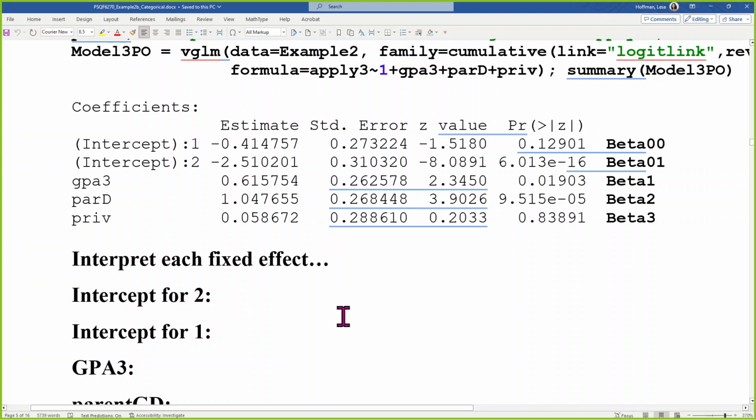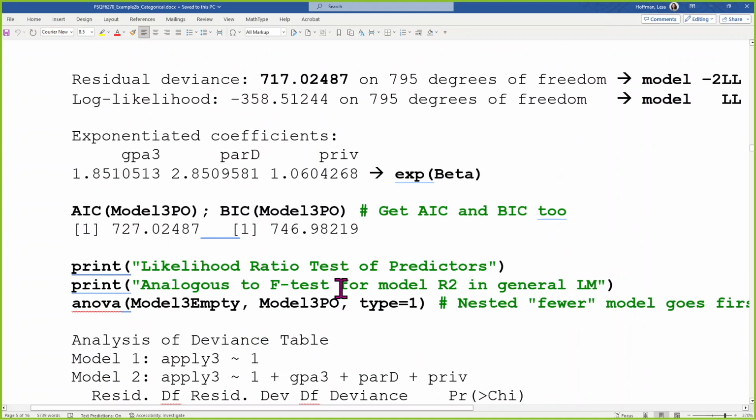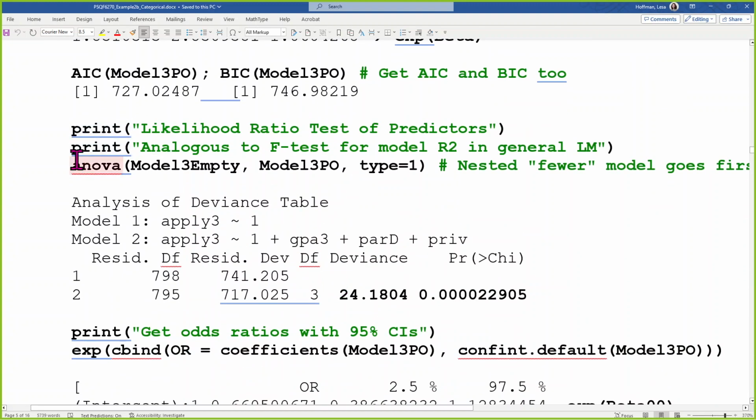So I did that with the function called ANOVA. The simpler model comes first, the more complex model comes second. And for whatever reason, it used to be that test equals LRT was the option. Within this package, it changed to something else. So I had to go digging in the documentation to figure out that type equals 1 is a likelihood ratio test. There's no way you would know that from looking at this. I know, man.